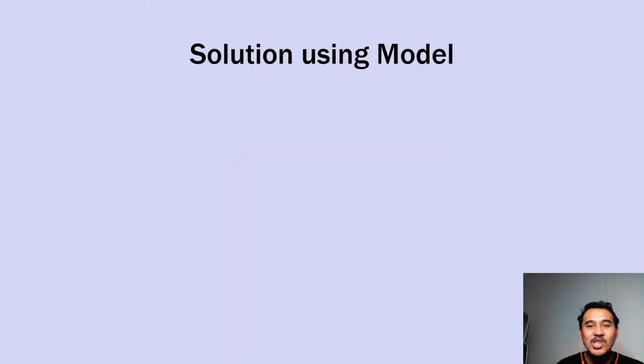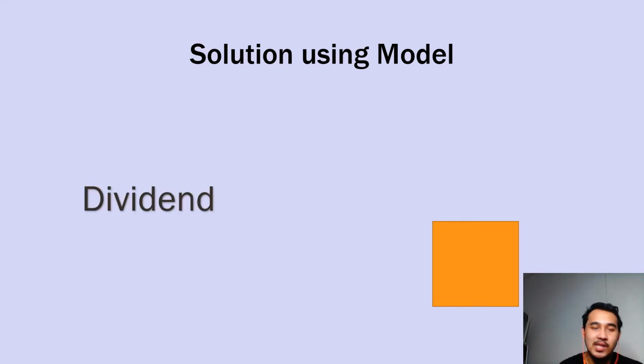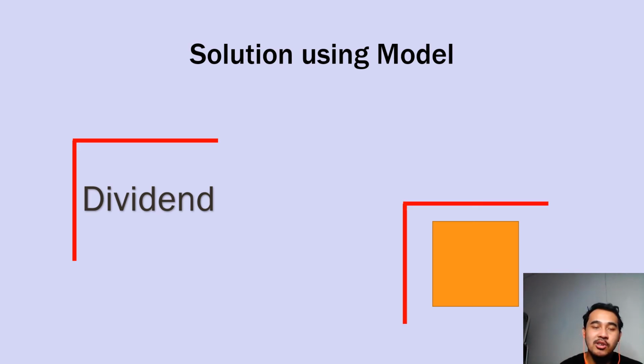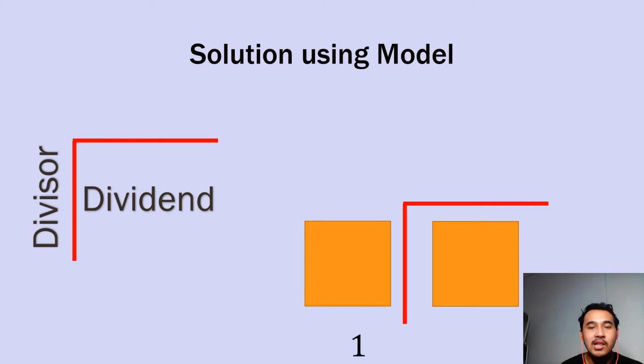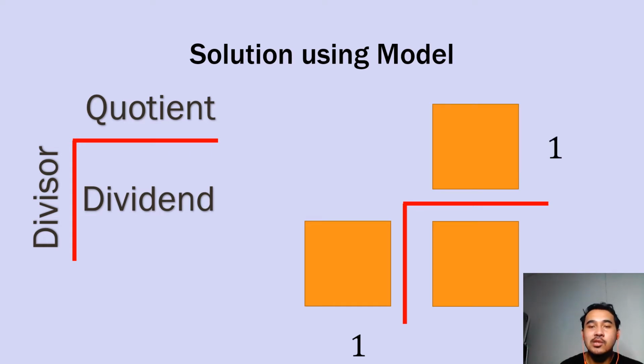Solution using model. So we have now our model. This is our dividend, that's 1. Then we divide. These are now the dimensions, the horizontal and the vertical. We put a divisor there, which is 1 as well, and then the quotient will be put on the horizontal. So that's 1. That's how we use the model.